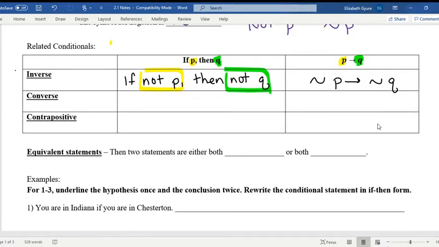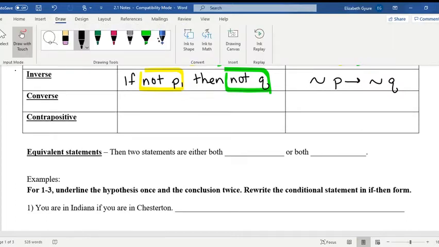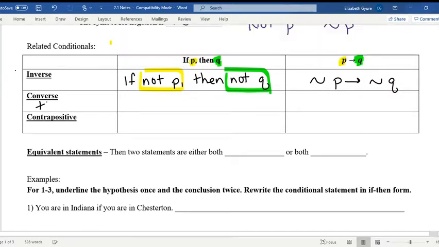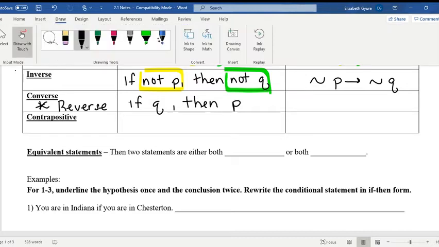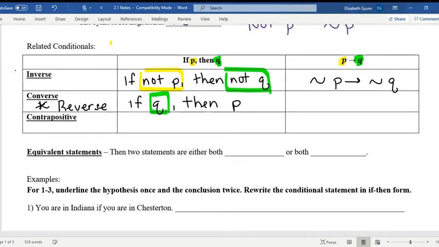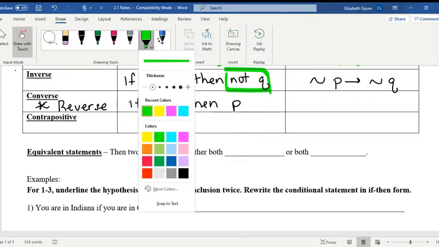Converse. Converse means reverse. And I would like you to write this down. Converse means reverse. So we're going to take our original statement and we're going to flip it around. So this would be if Q, then P. If our conclusion, then our hypothesis.